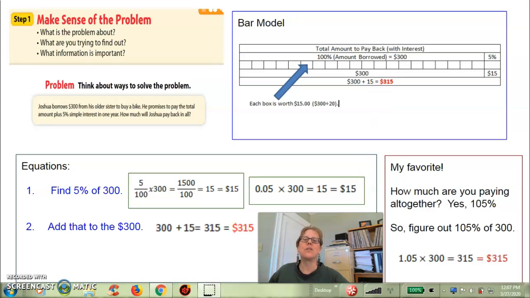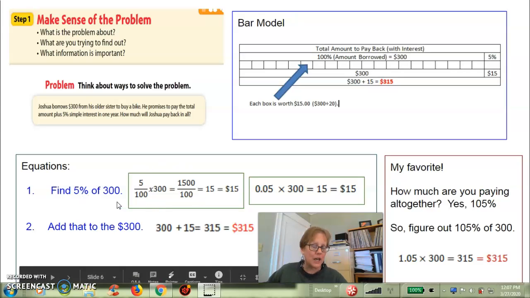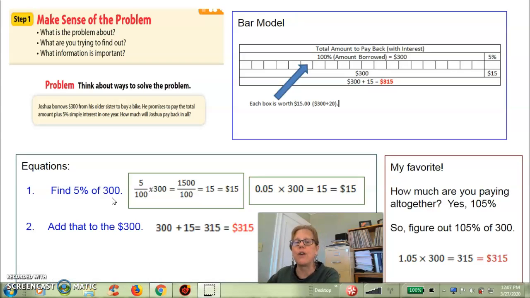All right, let's go down here to the equations. All right, and this equation right here, which is right to the left of my face here, I did this way. All right, so first I figured out 5% of the 300 and just did that with mathematics. Right here, I use the fractions. But remember that decimals are a really cool way to do it. But I want to point this out right here.